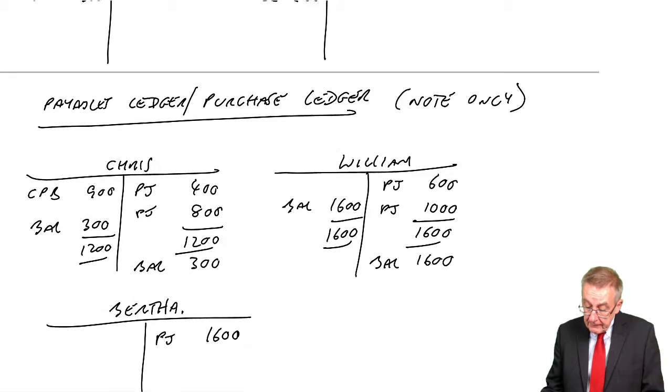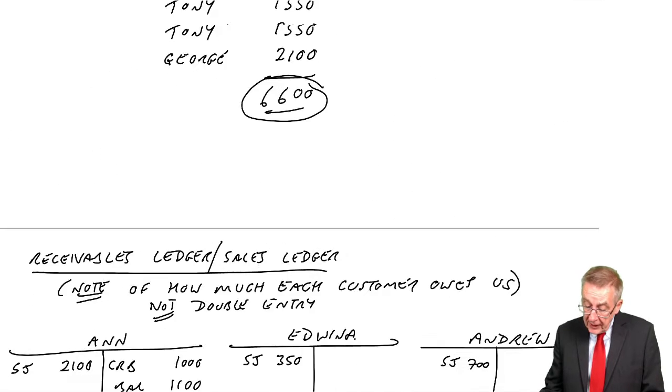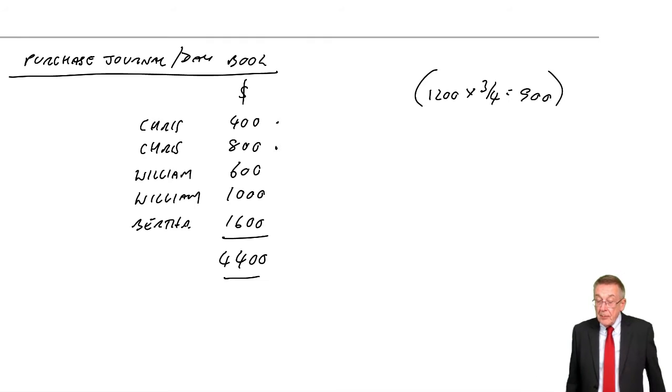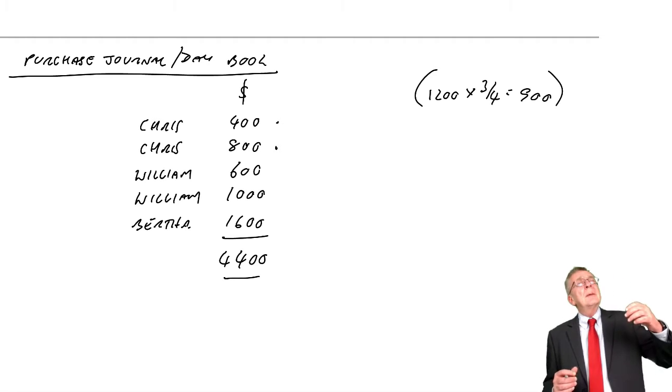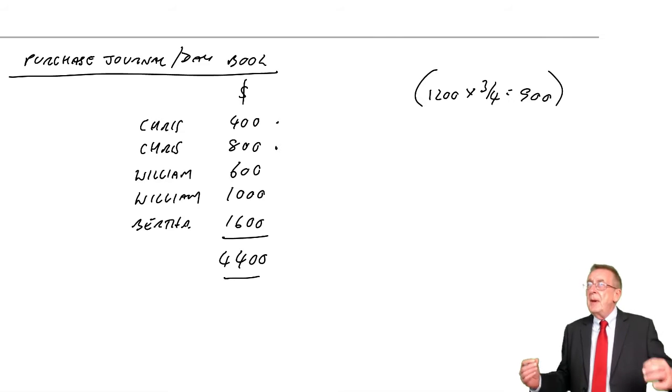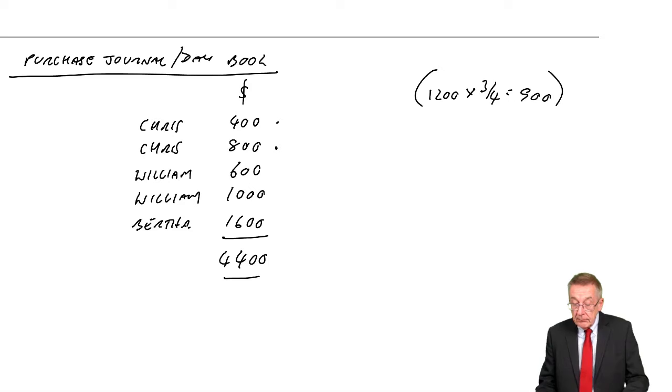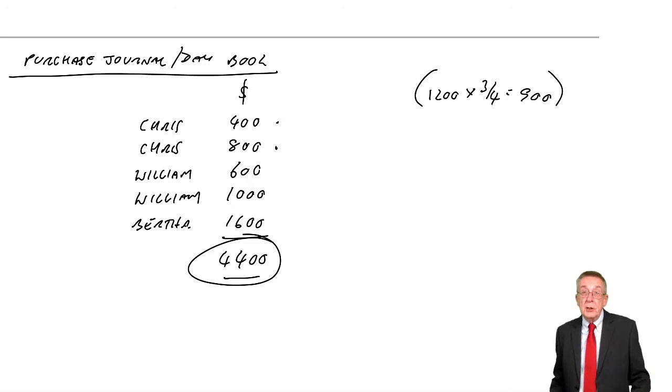What about the next book of prime entry, the purchase journal or purchase day book? Well, these, remember, are all purchases on credit. And when we buy on credit, the double entry is debit purchases, credit payables. But again, instead of doing each one separately, we'll do them all in total.